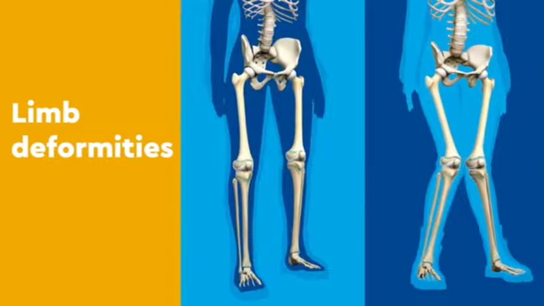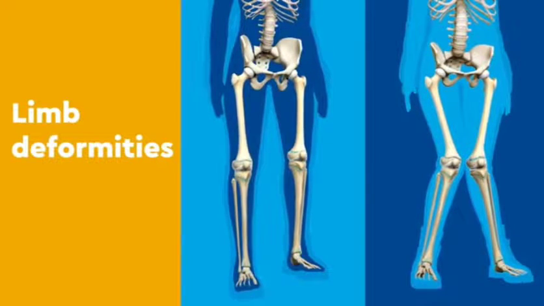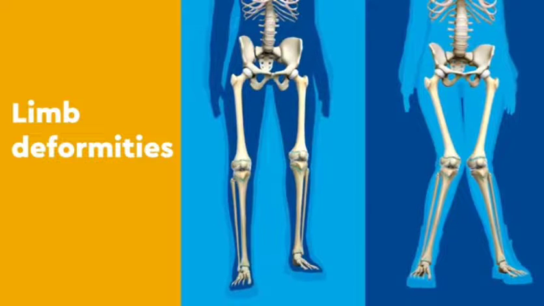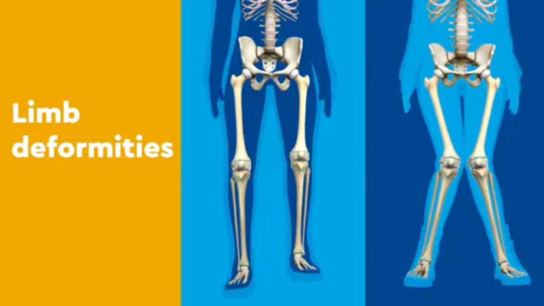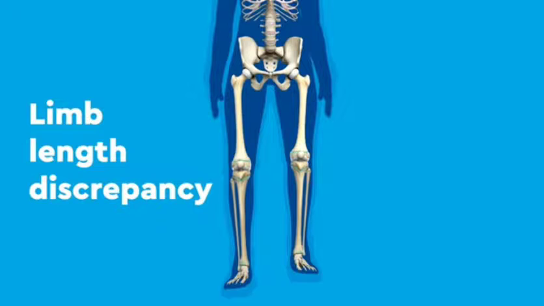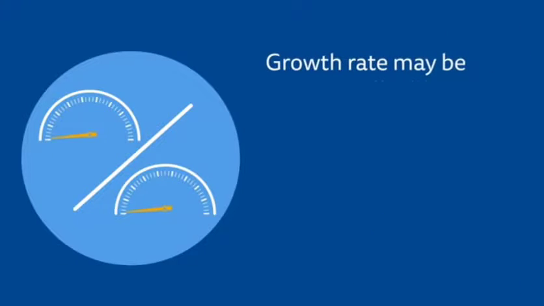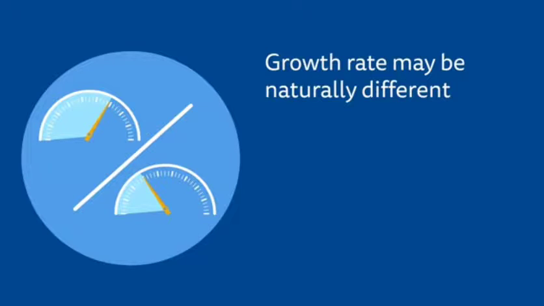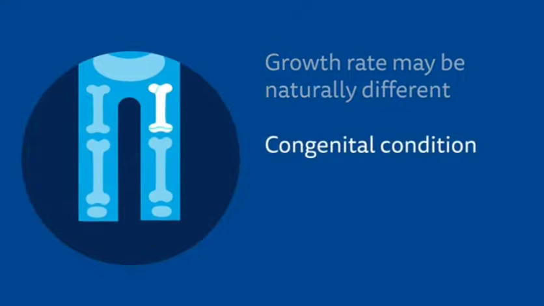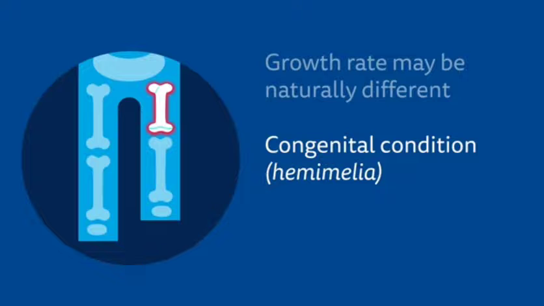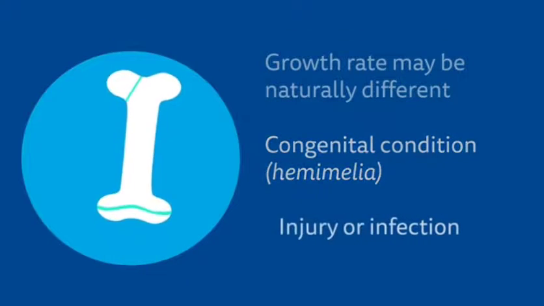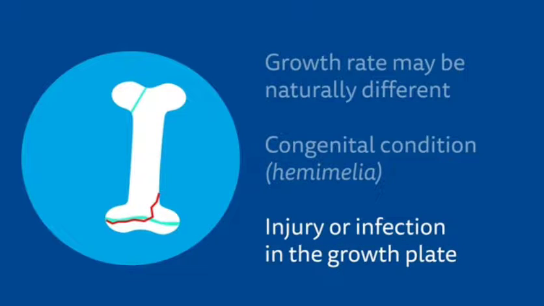Limb deformities are when one or more long bones have a different length or angle from what is typical for your age. A limb length discrepancy is a difference in length between two limbs on either side. There are many reasons a limb length discrepancy can occur. The growth rate may be naturally different on your left and right sides, a congenital condition like hemimelia, where one bone in particular does not develop correctly, or as a result of injury or infection in the growth plate.